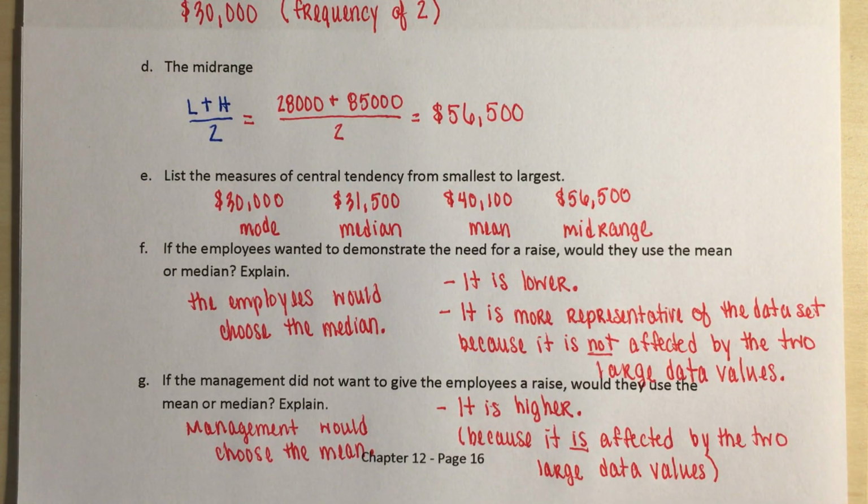So there are cases where we would want to choose either the mean or the median based on what we are trying to represent and based on what kind of case we're trying to make or what point of view we are coming from. We may choose our measure of center accordingly.